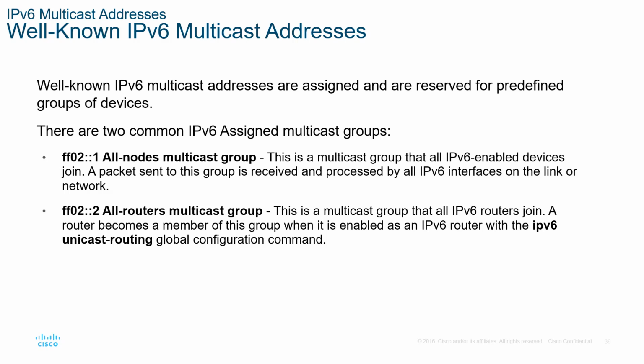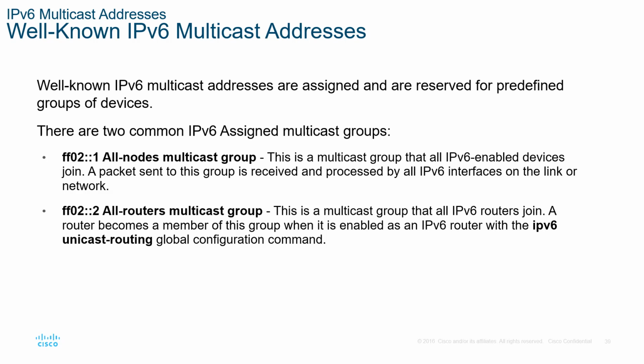We also have FF02::2, which is the all-routers multicast group. This is basically the multicast group that all IPv6 routers will join. You remember that you have to turn on IPv6 by issuing the ipv6 unicast-routing command in global configuration. That enables IPv6 for that device. Again, these are just two of the multicast groups, not all of them.